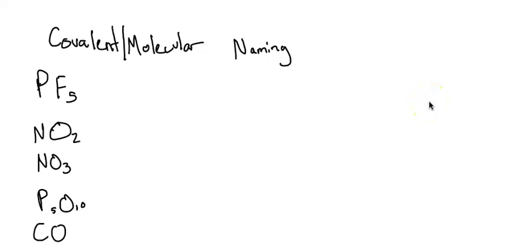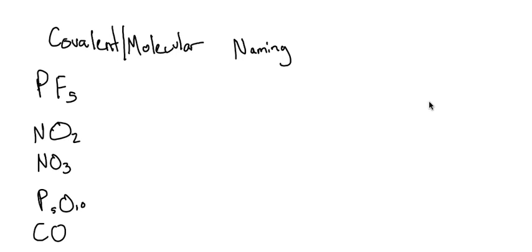Alright, so today we will be talking about how to name a covalent compound. These are also known as molecular compounds, and they mean the same thing. So if you see either of these words pop up, if you're looking in your book or on a test or quiz or anything like that, just know that covalent and molecular mean the same thing.